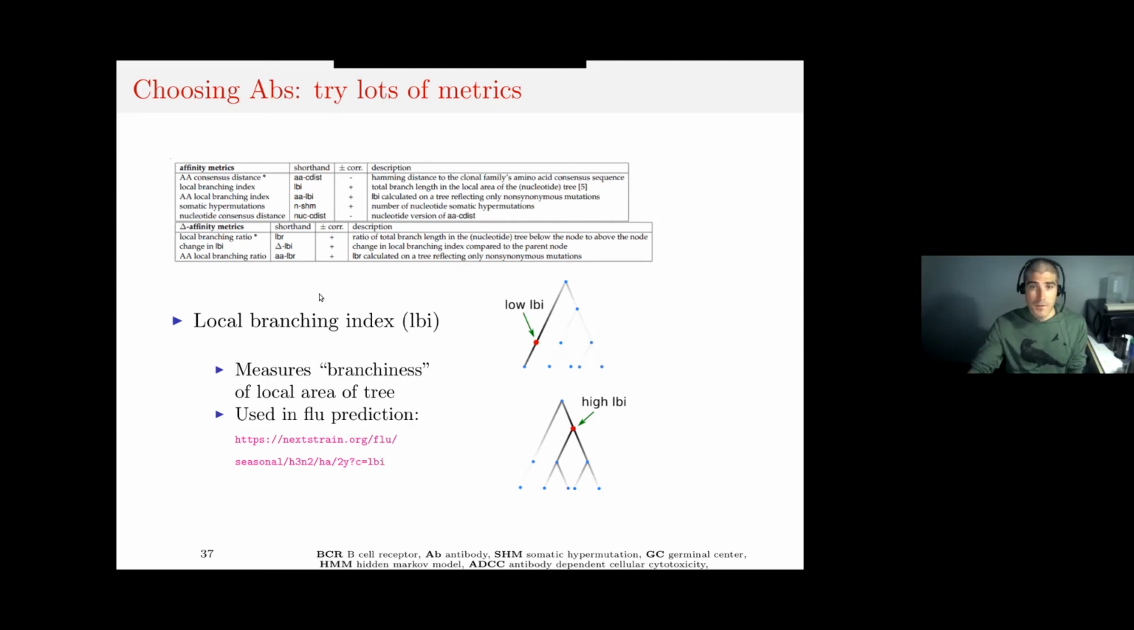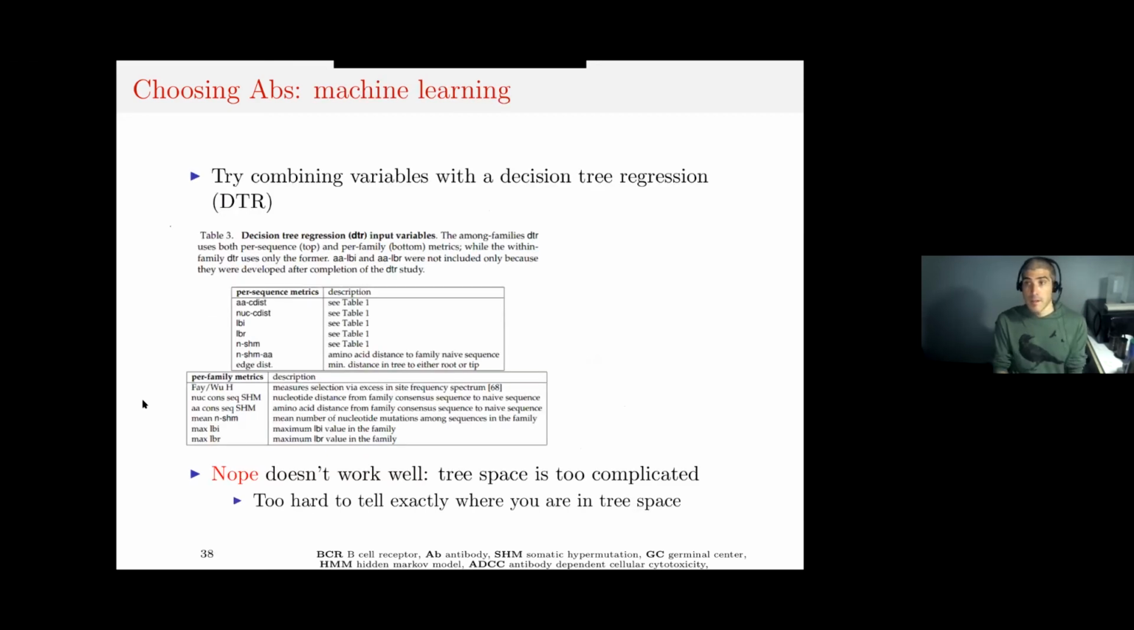Now, I've got a big list of variables here, and I don't know which are good. They each have some independent information, but it's not clear how much. The natural thing to do is to throw them into some kind of machine learning approach and try to get that to work well. So we sunk a ton of time into doing this. Using a decision tree regression turned out to be the approach that seemed to be working the best. This is just a chart that I won't go through in detail, which has a bunch of the input variables.